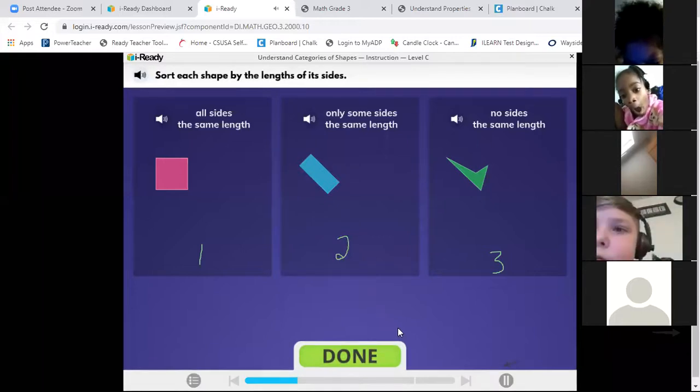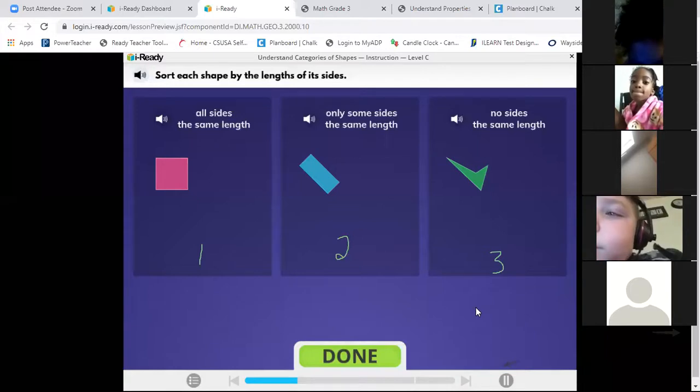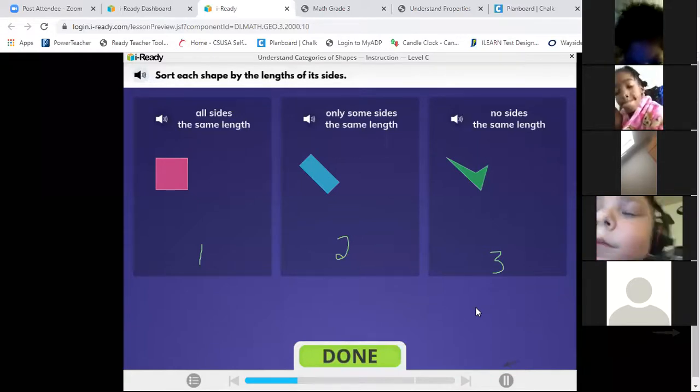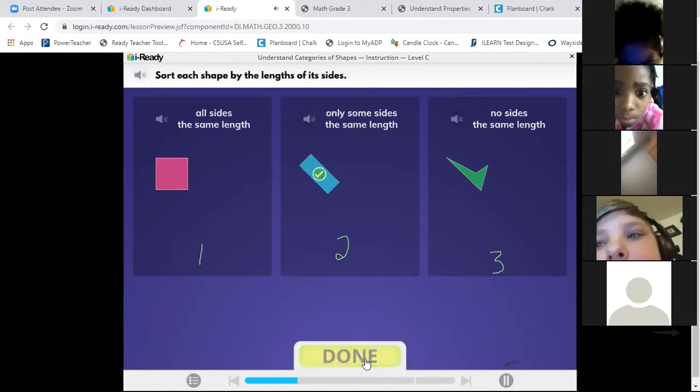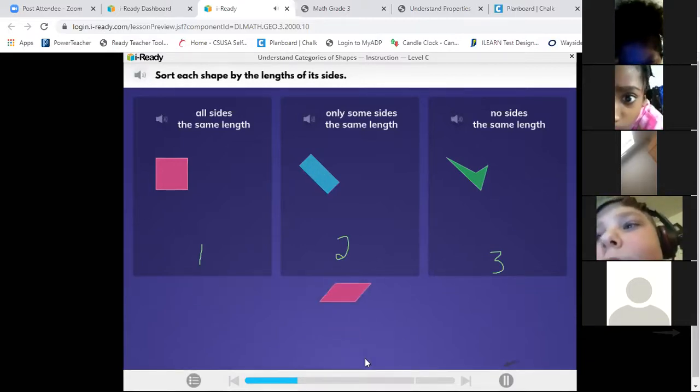Why do you think it's only some? Because you said I think, so why did you think that? Because it's turned a different way, shaped a different way. Okay, so it's turned a different way than we're used to seeing it. Okay. Well, you were right. Only some sides are the same length.